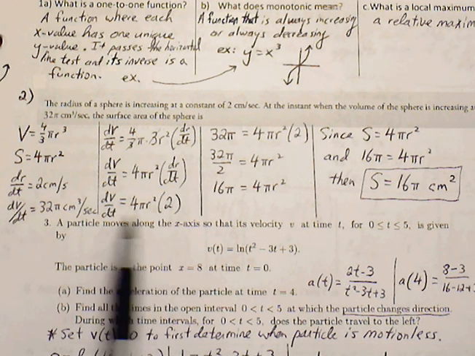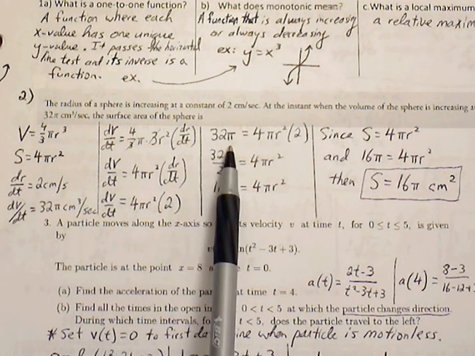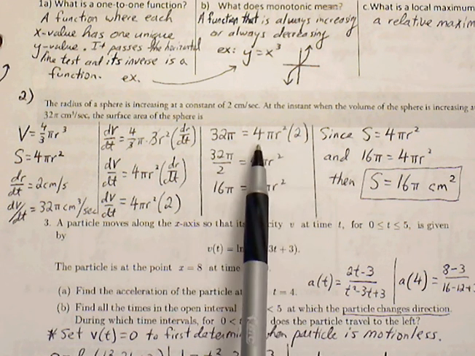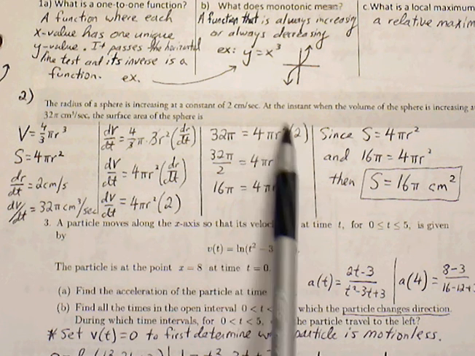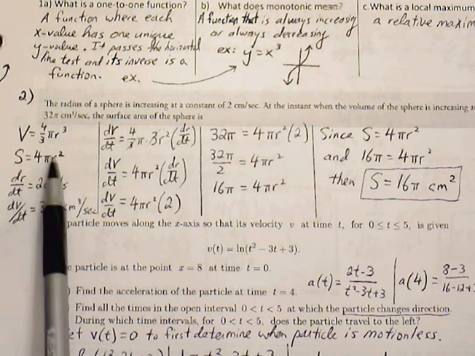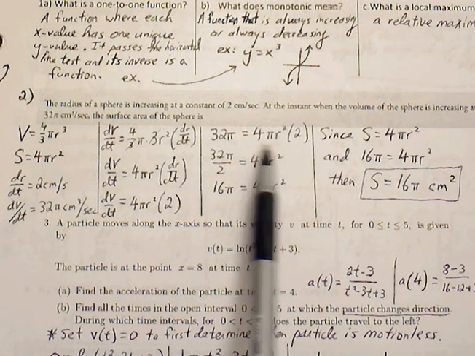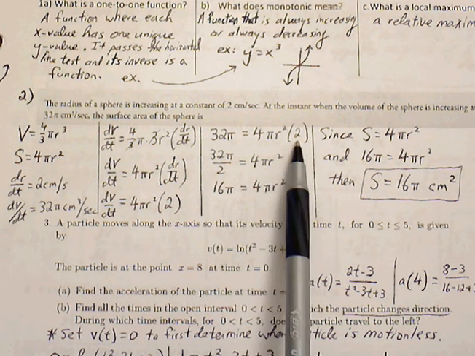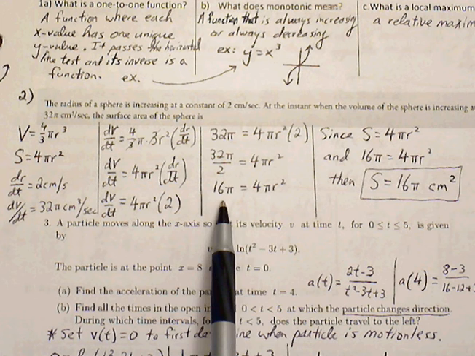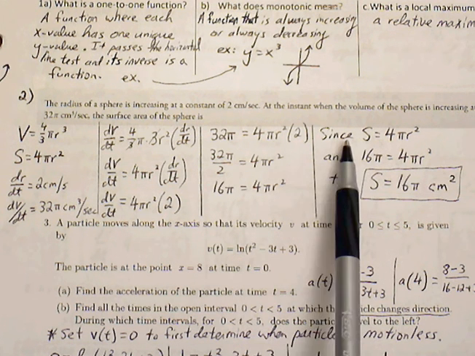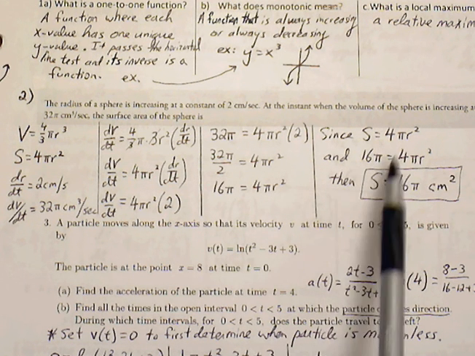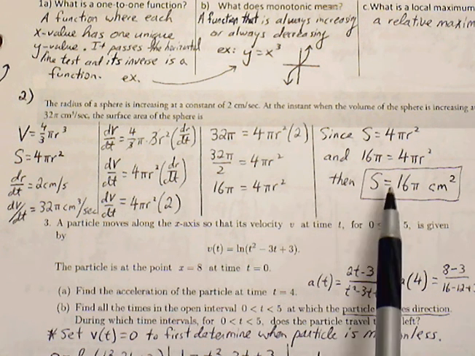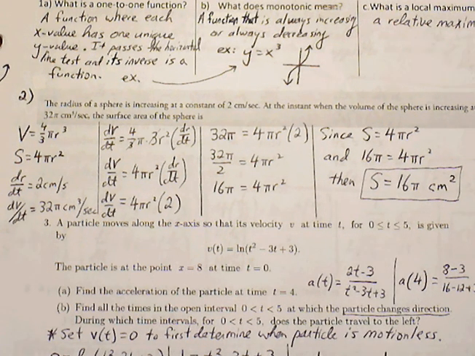Okay, so next step here, 32 pi is the value for dV dt, equals 4 pi r squared times 2. Now if you look, 4 pi r squared is the formula for surface area. Right, so if we can get 4 pi r squared by itself, then essentially we found surface area. So divide both sides by 2. 32 pi divided by 2 is 16 pi equals 4 pi r squared. And again, since surface area is 4 pi r squared, and we know that 16 pi is equal to 4 pi r squared, therefore surface area is 16 pi square centimeters.